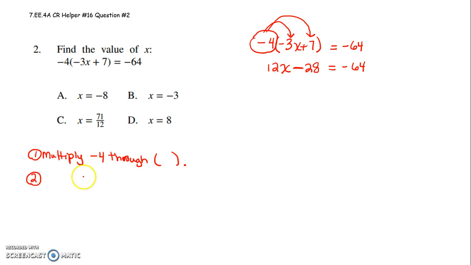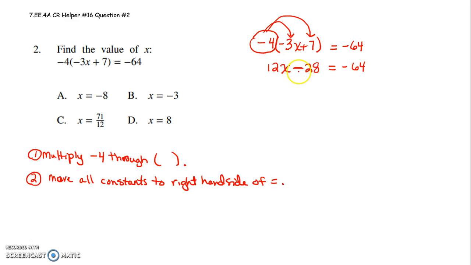Step 2. Once I multiply that -4 through the parentheses, that clears the parentheses. Step 2, I'm going to move all of my constants, my numbers without x's attached, over to the right-hand side of the equal sign. So I'm going to move all constants to the right-hand side of the equal sign.